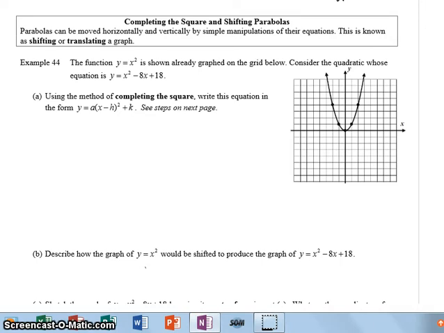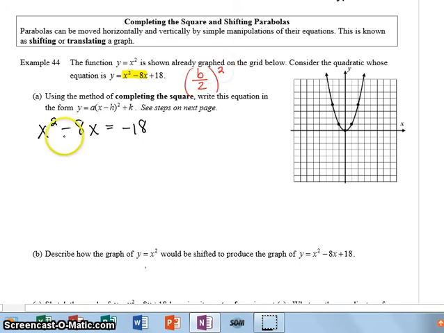All right, so looking at your given equation, you want to isolate the x terms. So I'm going to subtract the negative 18 to the other side. I always put my x terms on the left. So that c value becomes opposite on the other side of the equation. Now you have to take your b, divide it by 2, and square it. So this is my b, negative 8. I divide it by 2, I get negative 4, but then I square it and I get 16. So I have to add 16 to both sides of the equation.